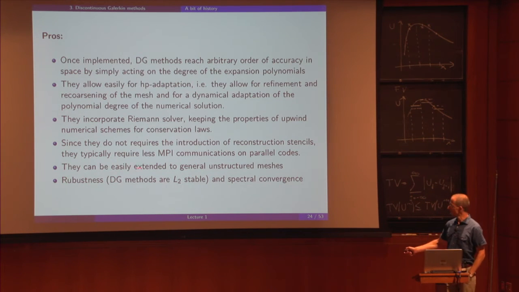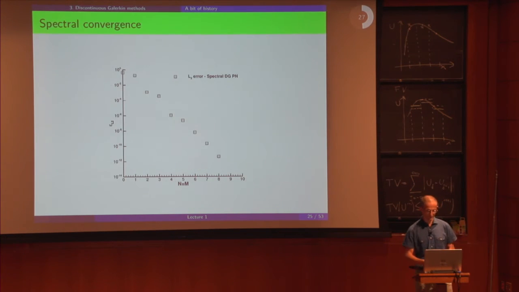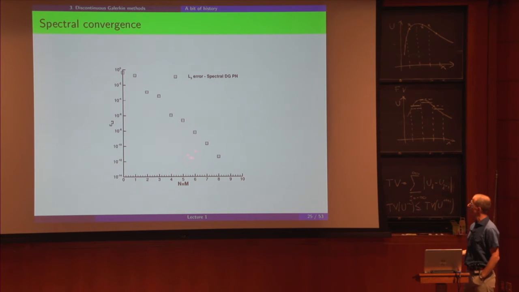Robustness of the scheme. This is related to a property we will prove later today. They are L2 stable, as we will show. So they are typically robust on smooth solutions. And they have this spectral convergence property, which I showed you through just a plot. This is computed by our group in Trento.